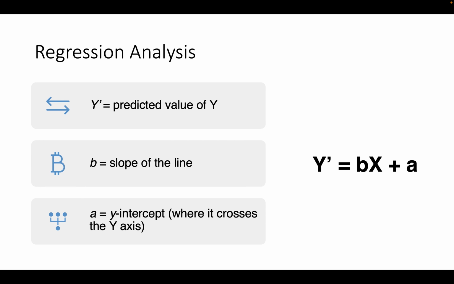I'm sure that a lot of you remember this formula from other math classes that you've taken, right? So y' equals bx plus a. Y prime, that's that little dash next to y, we say y prime, is the predicted value of y. B is your slope of the line, and A is your y-intercept, so where it crosses on the y-axis. And again, we won't be doing this by hand, but you will need to know what each of these represents for your quizzes and exams so that you can demonstrate an understanding of what the formula is actually showing. So make sure you save this slide.